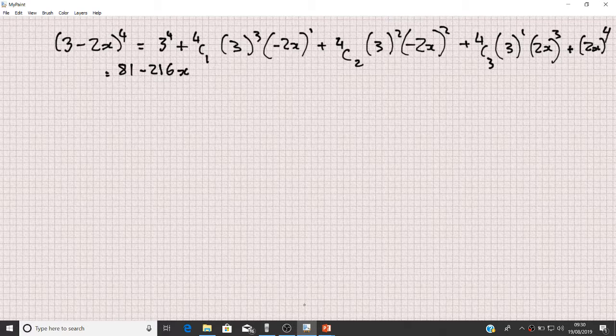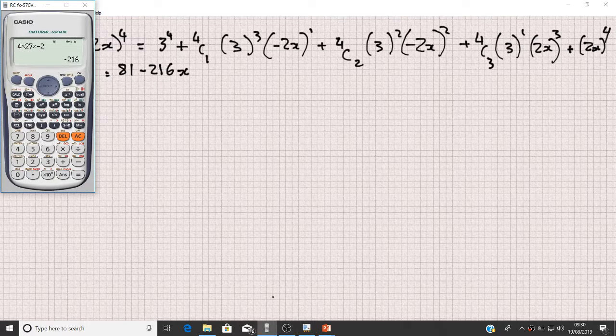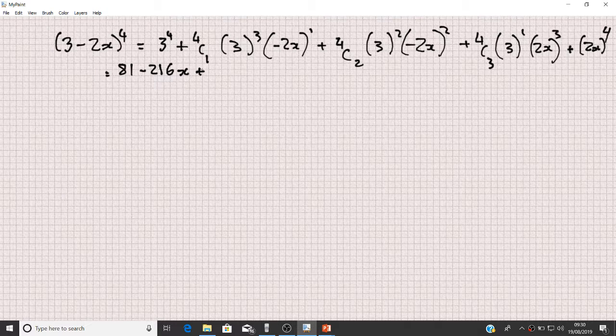Next part is 4C2. Just take a look doing it on the calculator. 4 shift nCr is here. 4C2 is 6, times 3 squared is 9, times negative 2 squared is positive 4. That's 216 again, and it's positive this time.